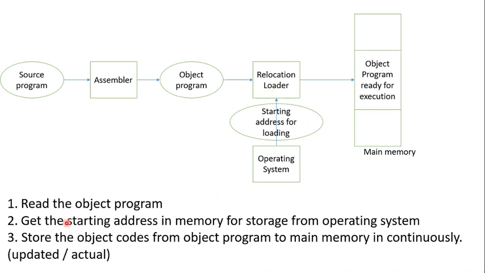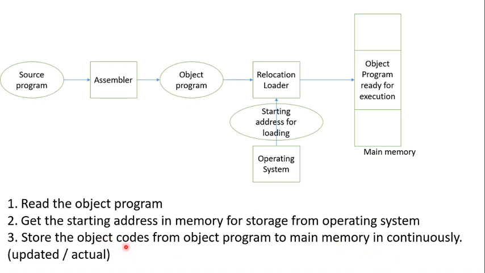So these are the three major functionalities of the relocation loader I just described. It will read the object program, because the input to the relocation loader is the object program itself. Then it has to start loading. But before it starts loading, it has to know the starting address from where the loading has to begin. But who will give the starting address? It is the operating system. So your operating system will give you the starting address from where the loading can begin. Once it gets the starting address, it will start loading the object codes into the main memory continuously.